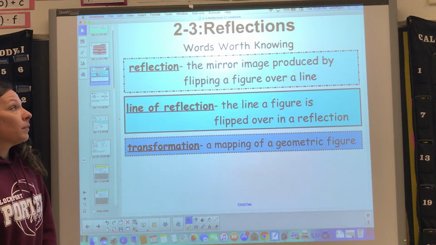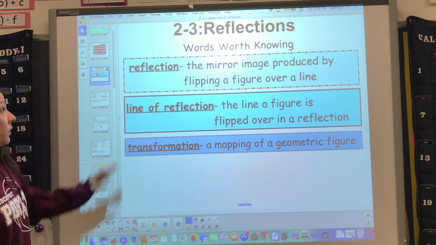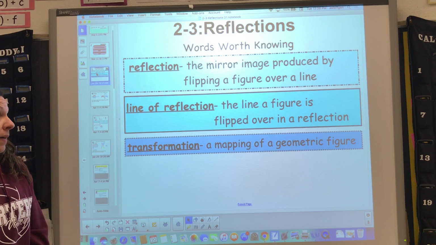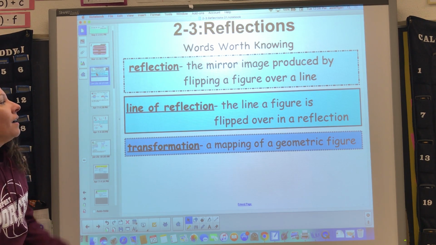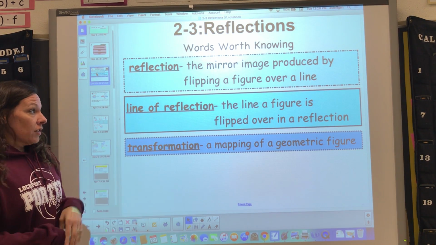Okay, today we're going to start talking about reflection. So just a couple of words worth knowing. A reflection is the mirror image produced by flipping a figure over a line. That line is called the line of reflection.